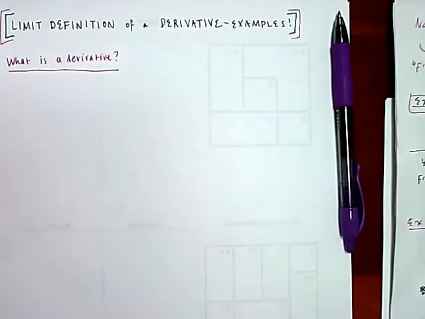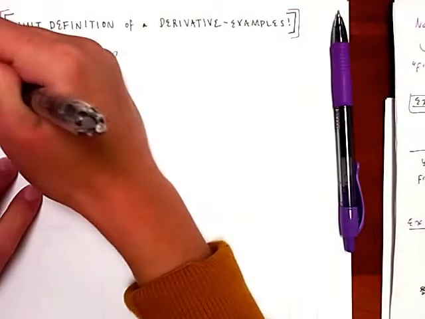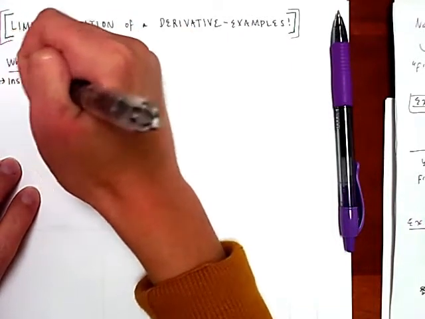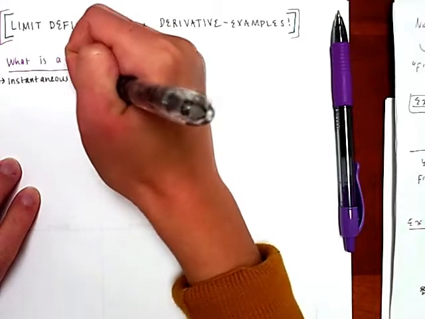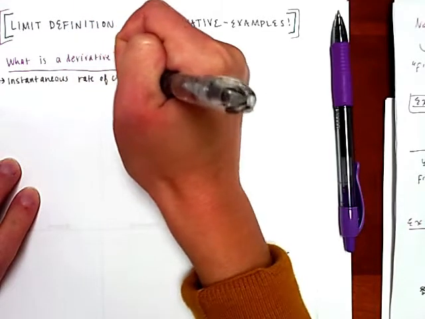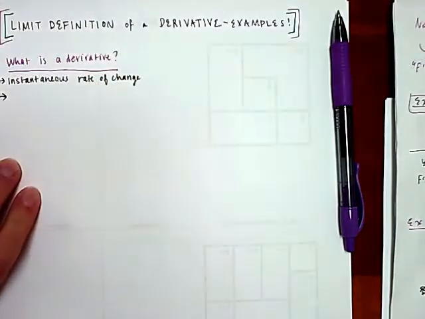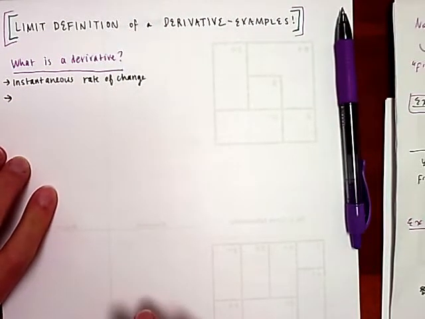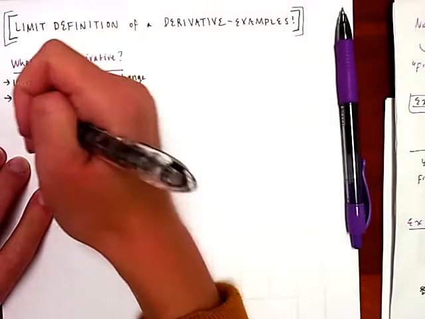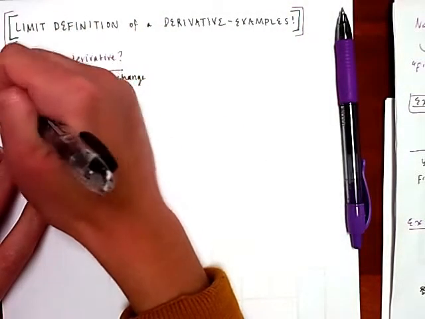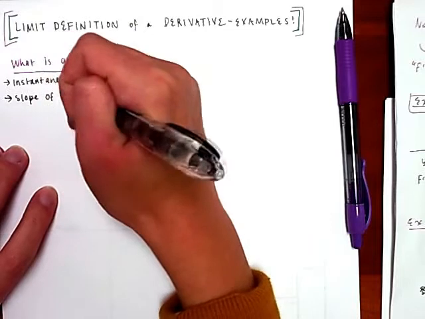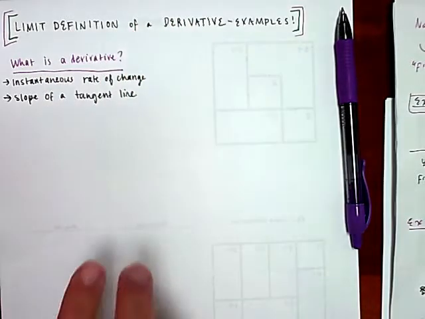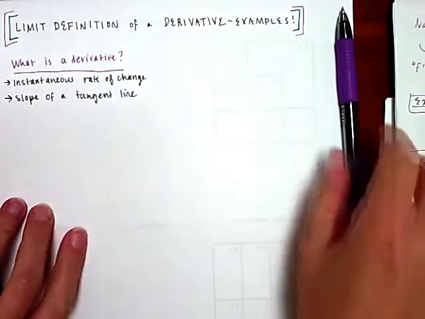So we talked about two big things. The first one is that a derivative is telling us the instantaneous rate of change at a specific moment. And then the second idea behind a derivative is the graphical interpretation, which is that it's the slope of a tangent line at a point.